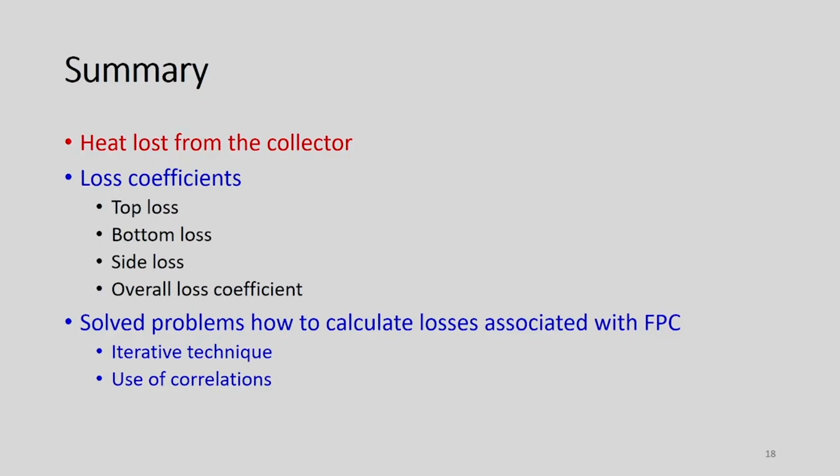So, we can summarize what we have discussed today. Primarily, we have discussed the heat loss from the collectors, the different heat losses, and then heat loss coefficients like top loss coefficient, bottom loss coefficient, side loss coefficient, and if we combine all these losses, what we get is an overall loss coefficient. We have also solved problems on how to calculate losses associated with FPCs. There are 2 techniques: one is the iterative technique for calculation of UT, the top loss coefficient, or we can go for a standard correlation for estimation of UT values.